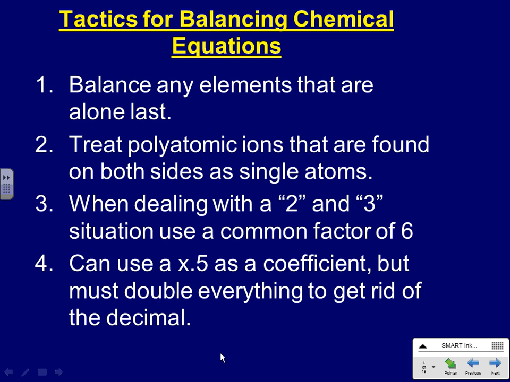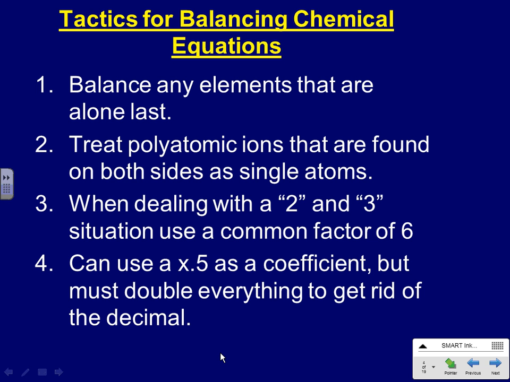When dealing with 2 and 3, we've already seen this when we put together an aluminum with an oxygen. You've got that 2-3 situation. I need to have 6 electrons. We've got to cross them over, right? Same thing comes up in a balanced chemical equation. Sometimes you have 2 of one thing and 3 of the same thing on the other side. How are we going to balance it? Use a common factor of 6. That comes up over and over again, and we'll see those.